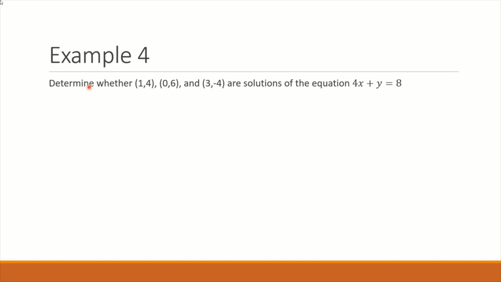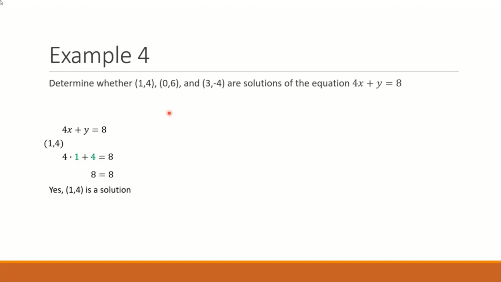Alright, so this problem is asking, determine whether 1, 4, 0, 6, and 3, -4 are solutions of this equation 4x plus y equals 8. Now, to determine if it's a solution or not, all you have to do is plug it in. So I'm going to rewrite the problem. 4x plus y equals 8. And then just take what you have, 1, 4, and you're going to substitute. So 4 times 1 plus 4 equals 8. Now you're checking to see if it's true or not. It is true, so therefore it is a solution.